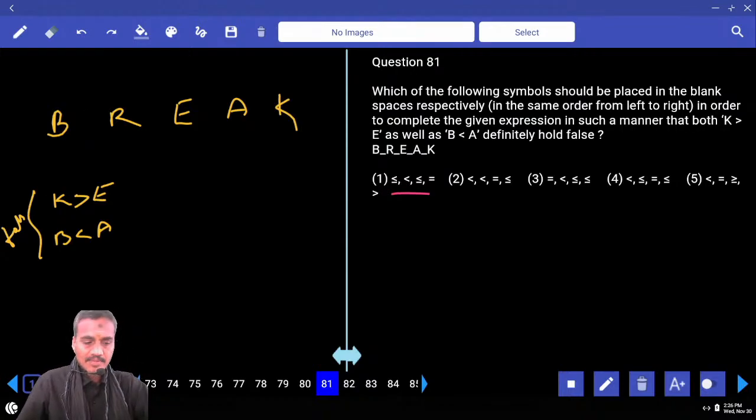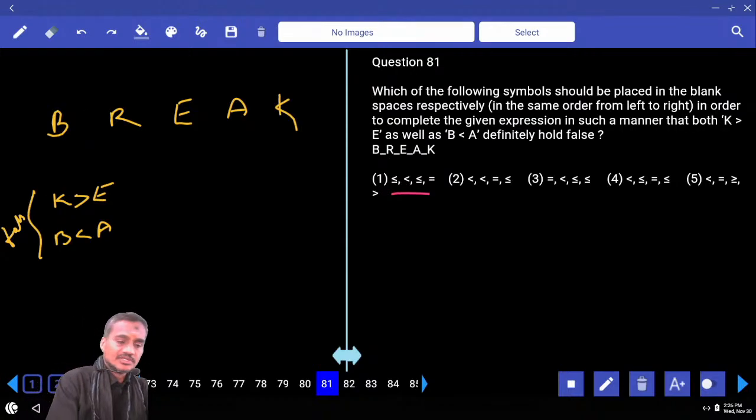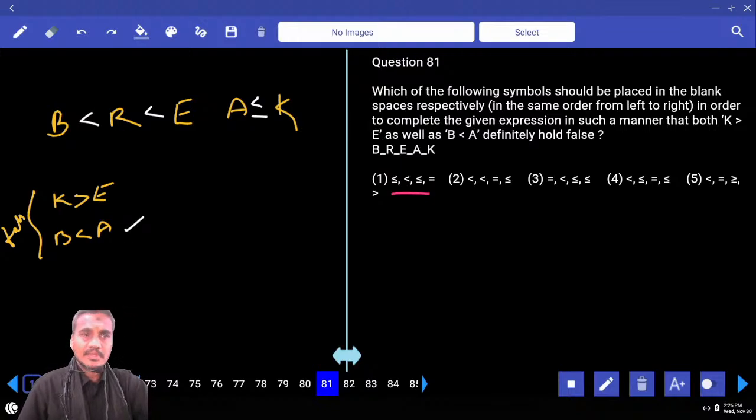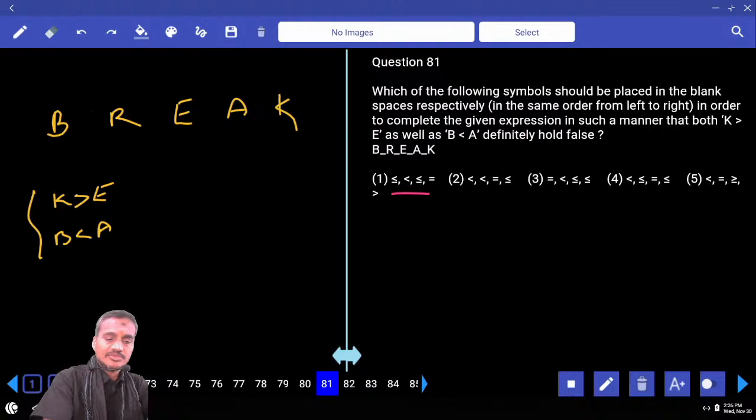Then the next one, choice 2: less than, equal, lesser than or equals to. Now in this case, between b and a, again b lesser than a has become true. As it has become true, choice 2 cannot be your answer.